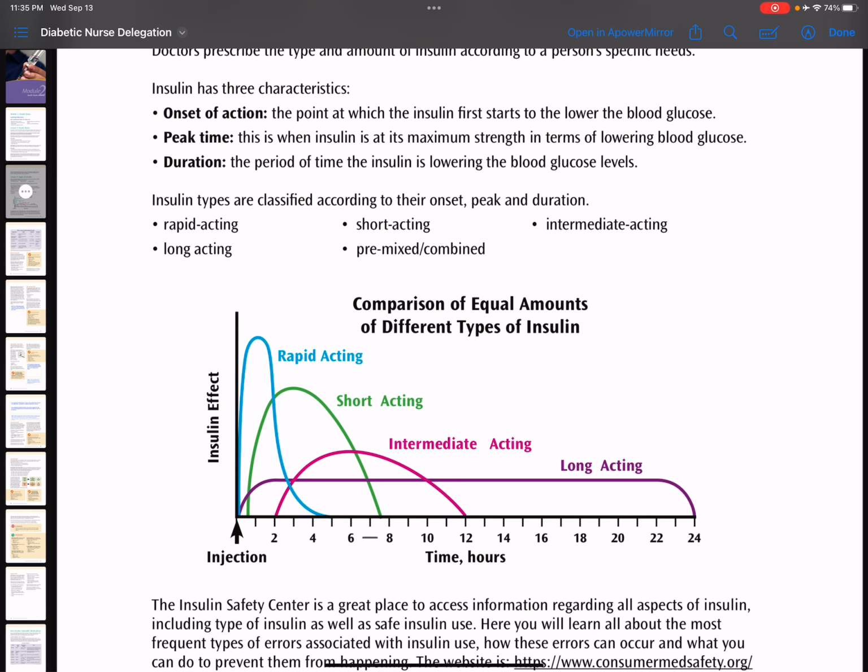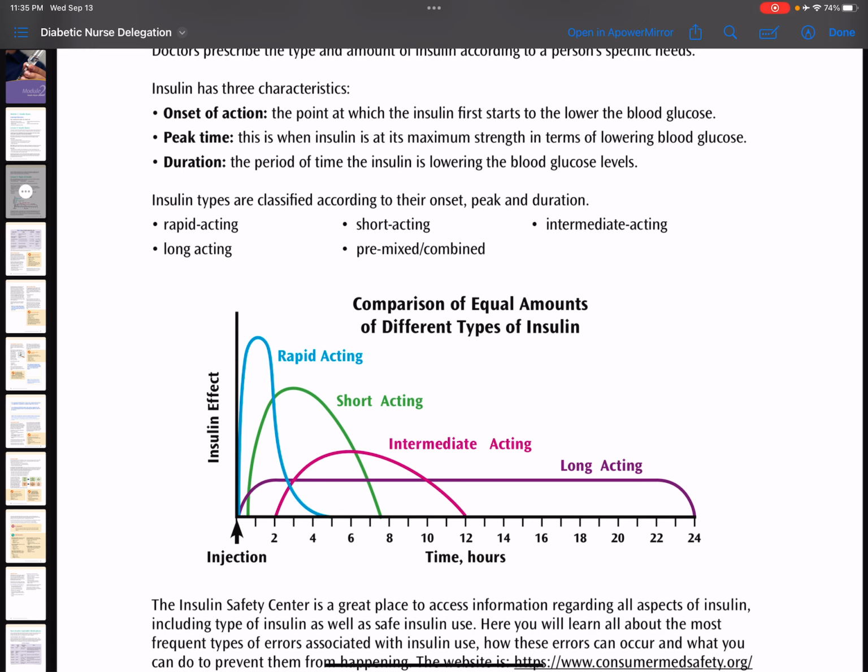And if we look at the intermediate acting, the onset is 2 to 4 hours, peak is 4 to 12 hours, and the duration is 12 to 18 hours. If you look at the long-acting one, the onset is several hours after the injection. It doesn't have a peak and it works about 24 hours.